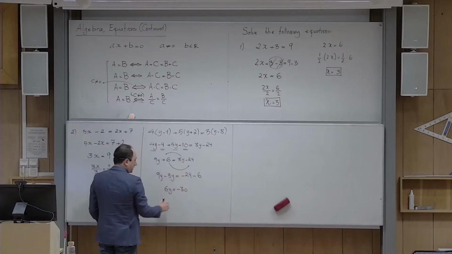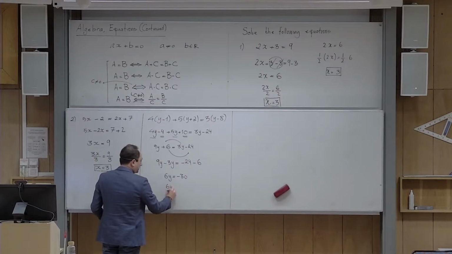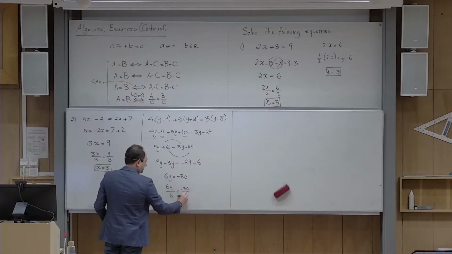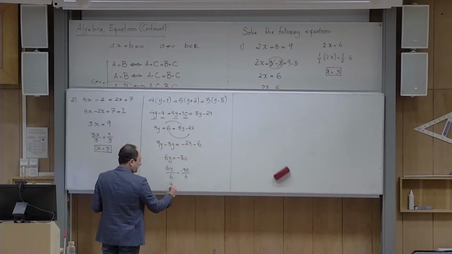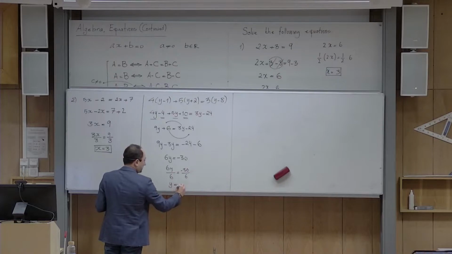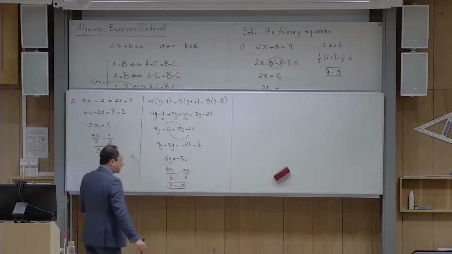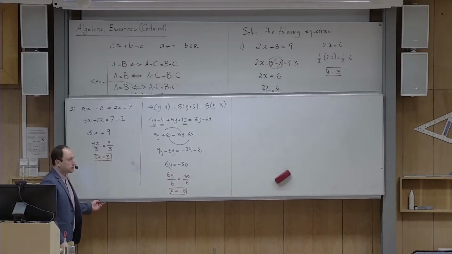And then I want to make y alone, so I divide everything by 6. Then 6y divided by 6 is just simply y. And on the right-hand side, it is minus 5. So this is the value. y equals minus 5.